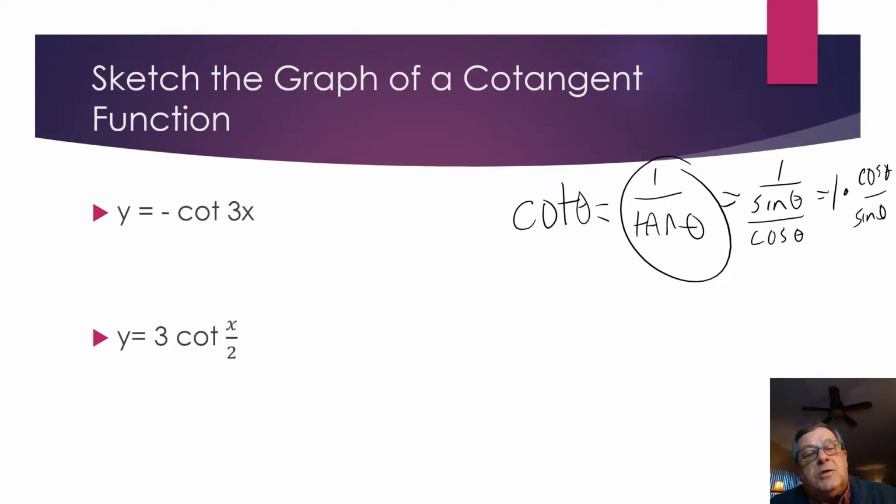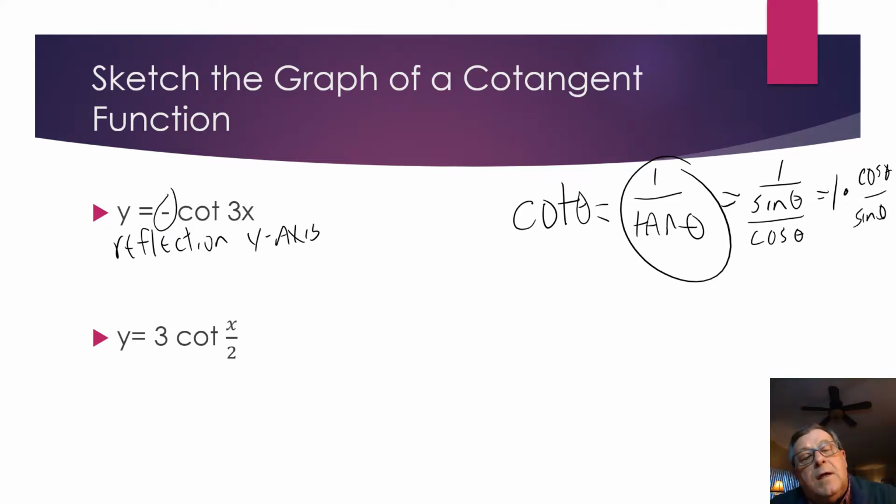Now let's look at the transformations that are taking place. The first thing I see here is a negative cotangent. So what's that going to give us? That is going to give us a reflection over the y-axis.